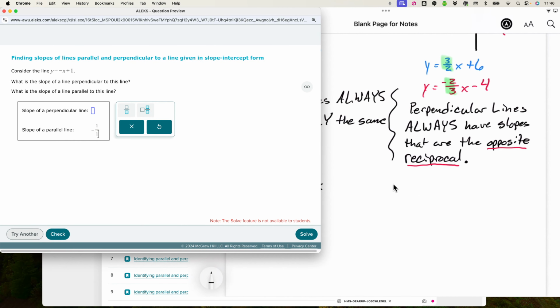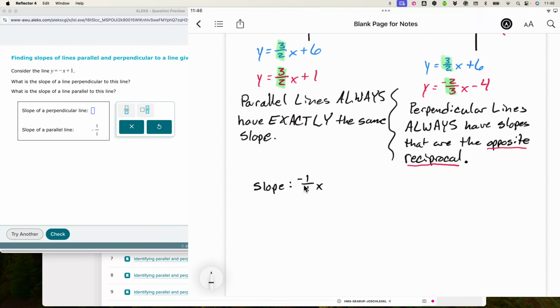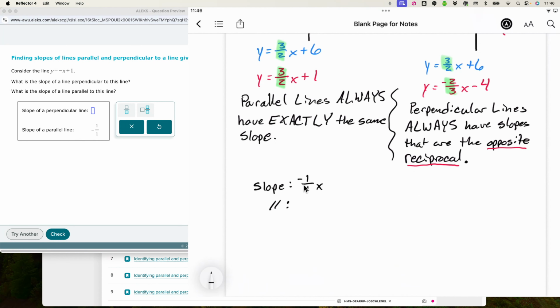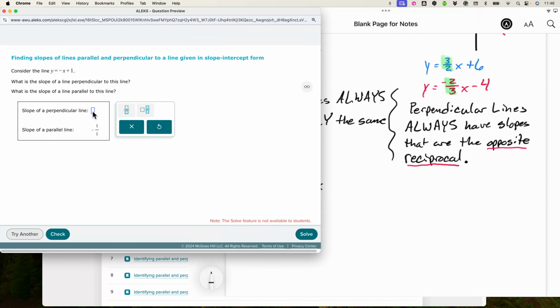So negative 1 over 1 would be the parallel line. The slope of the original is, and I'm going to use symbols, I'm not going to write the words parallel and perpendicular, that takes forever. So parallel, the slope would be the same, negative 1 over 1. Perpendicular, the slope would be the opposite reciprocal. So instead of negative, positive, and if I flip 1 over 1, I still get 1 over 1. So parallel would be negative 1 over 1.